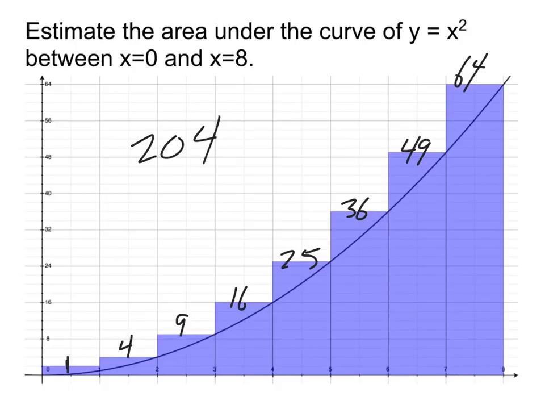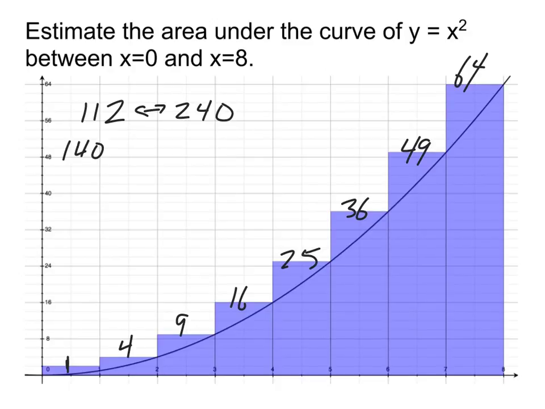So notice what we found so far in doing these problems. The first time we did it, when they were too wide, we found out that our actual area had to be somewhere between 112 and 240. Somewhere in there is our actual answer. When we just did this set, narrowing our rectangles from 2 units wide to 1 unit wide, we went from 140 up to 204 now. We have a more narrow estimate range, but we still have a lower estimate and an upper estimate to our range. But we're certainly getting closer.